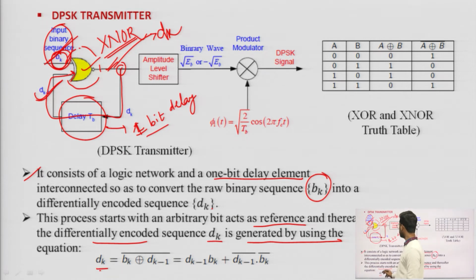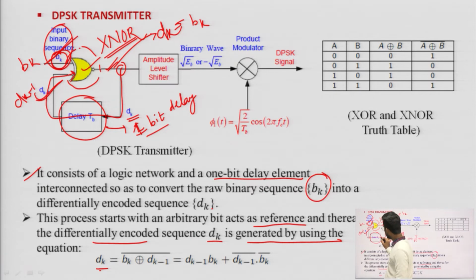Thereafter the differentially encoded sequence Dk is generated using the equation: Dk is nothing but Bk XNOR Dk minus 1. After a delay of 1 unit, the input is Dk, and the output Dk minus 1 represents the 1 bit delay of Dk. So Dk equals the XNOR operation, Bk XNOR Dk minus 1.